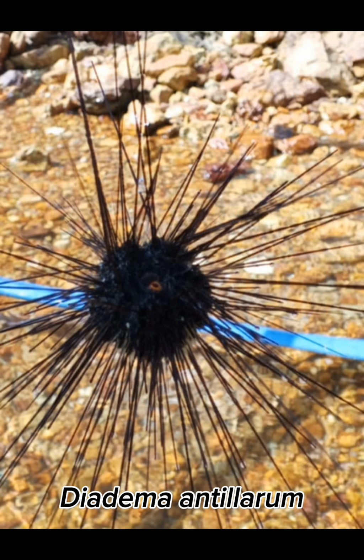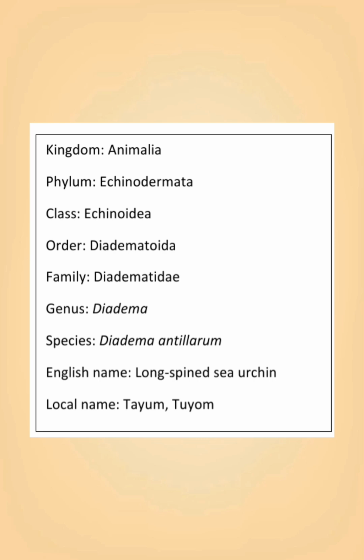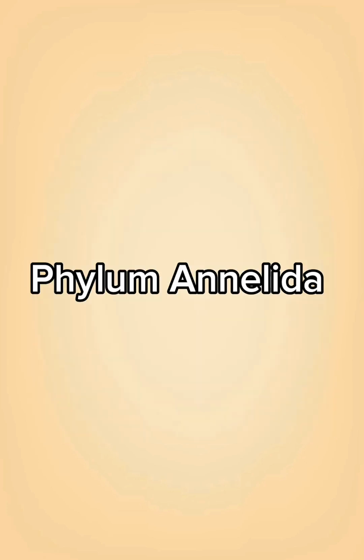The mouth is located on the ventral side and is equipped with the Aristotle's lantern, a structure used for feeding. For its taxonomic classification, it belongs to kingdom Animalia, phylum Echinodermata, class Echinoidea, order Diadematoida, family Diadematidae, genus Diadema, species Diadema antillarum, English name long-spined sea urchin, and local name Tayom or Tuyum. For the last phylum, we have phylum Annelida with one representative species, Lumbricus terrestris.